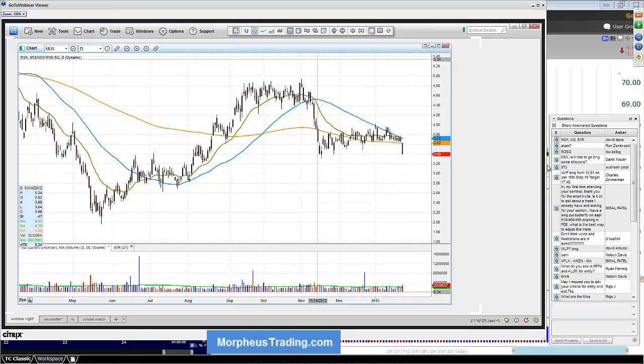So if this is something you're long, and I'm assuming you're not short because it's a $3 stock, this is what I personally would do: I would have a very tight stop right below today's low.